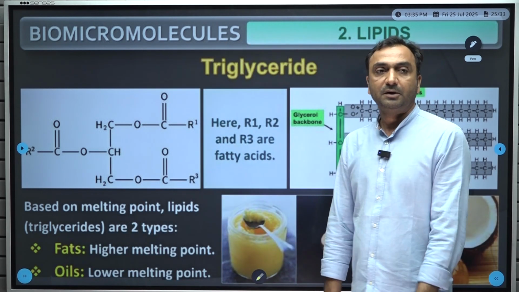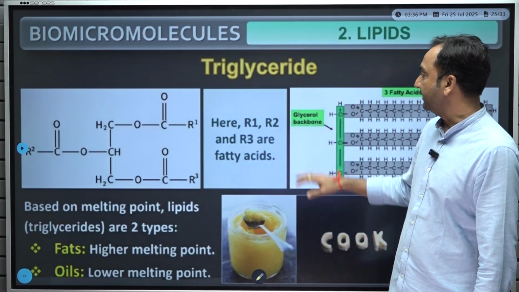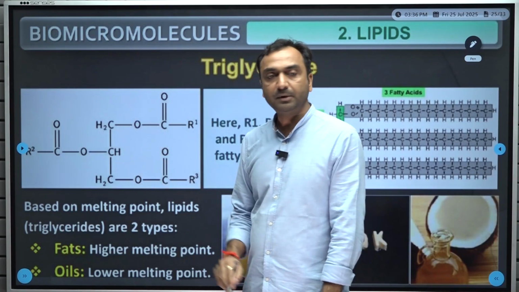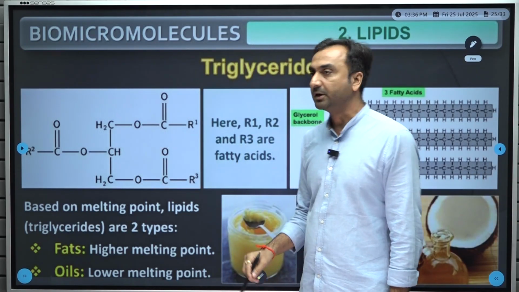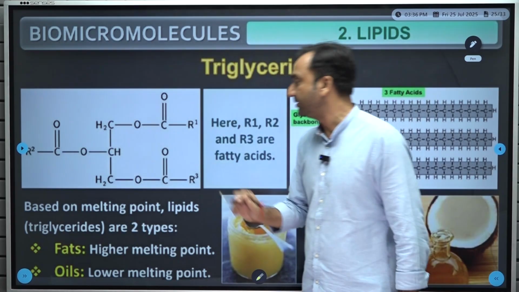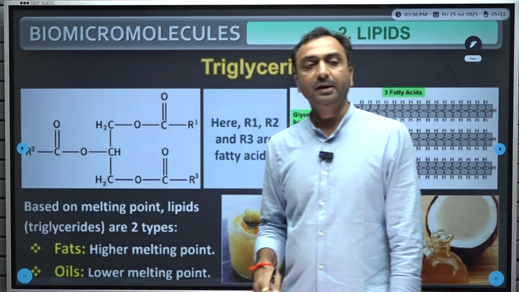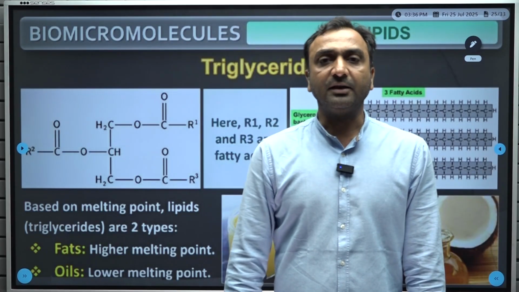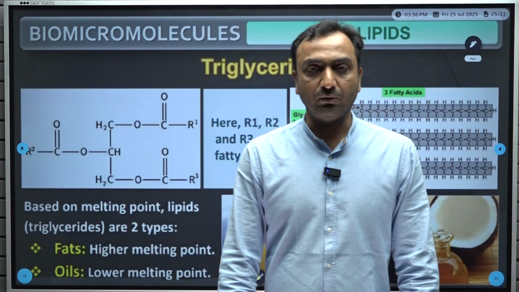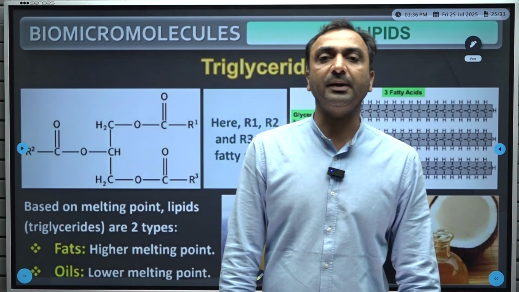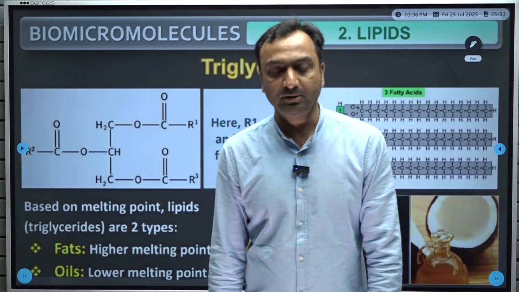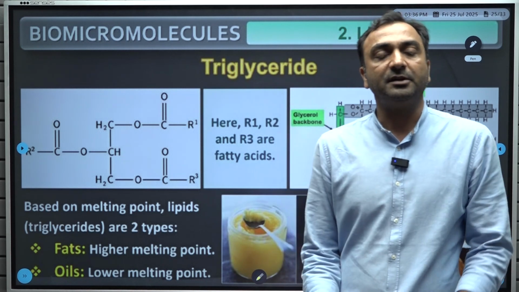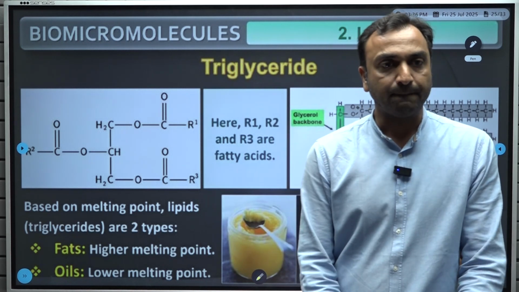Fine. Triglyceride structure is explained as I said. The 1, 2, 3 carbons of this glycerol contain 1, 2 and 3 fatty acids successively. That is the reason why it is called triglyceride. Triglyceride is commonly found around us. The first examples I showed you were oil and ghee, right?